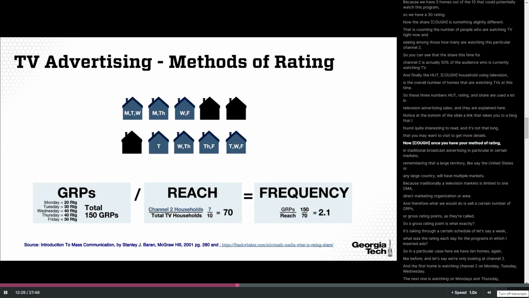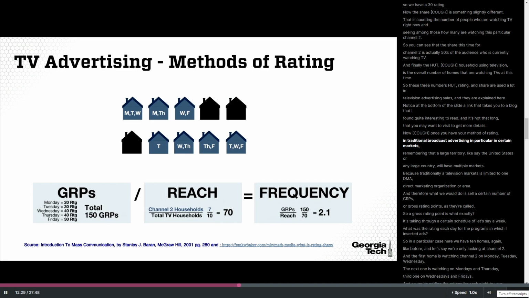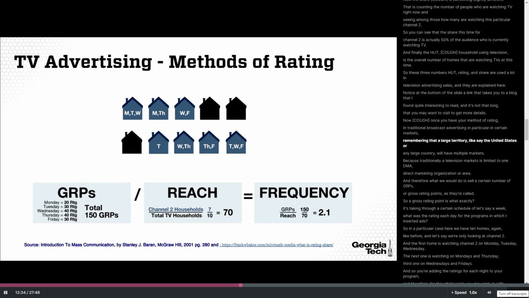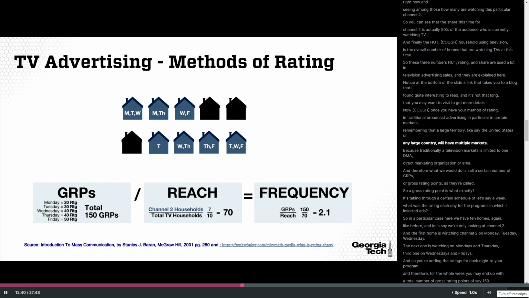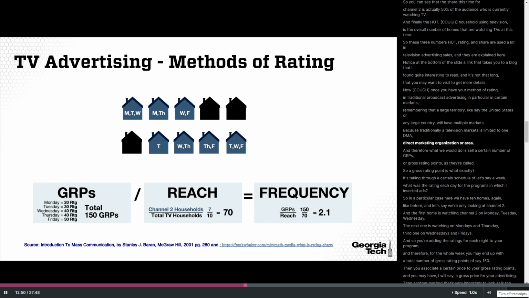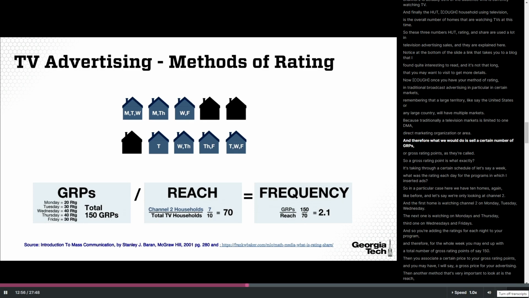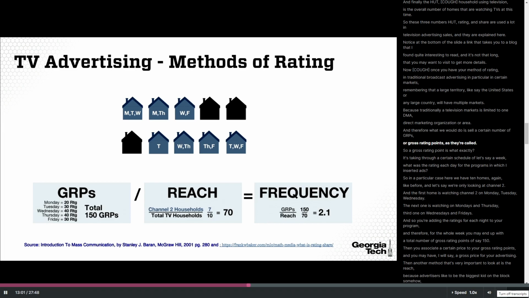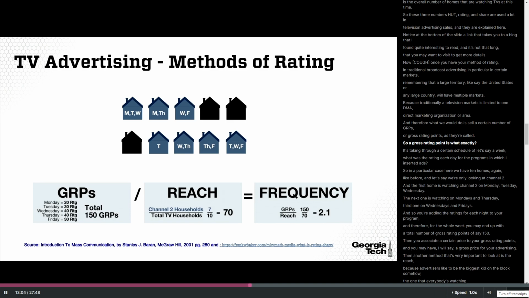Now, once you have your method of rating, in traditional broadcast advertising in particular, in certain markets, remembering that a large territory, like say the United States or any large country, will have multiple markets because traditionally a television market is limited to one DMA, direct marketing organization or area. And therefore, what we would do is sell a certain number of GRPs, or gross rating points, as they're called. So a gross rating point is what exactly?